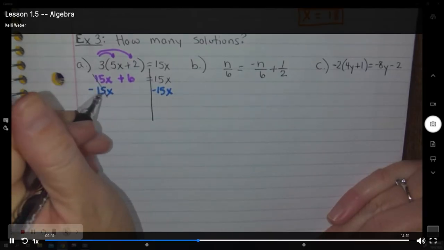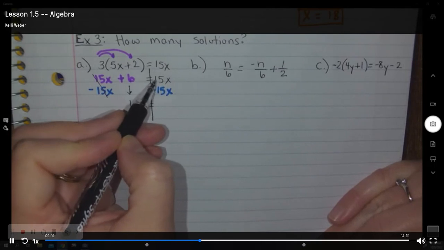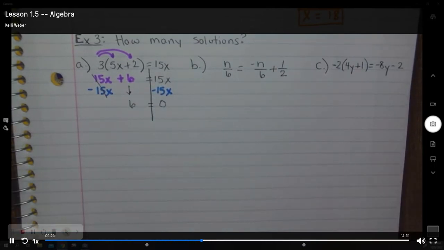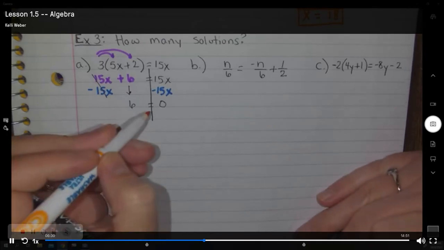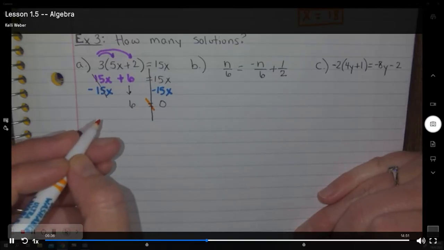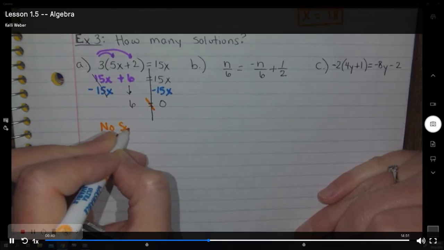15x minus 15x makes 0. We'll bring down our 6. 15x minus 15x is 0. So when we look at this, we're like, hey, does 6 actually equal 0? It does not. So I'm going to put a line through there because it's not equal. And since 6 does not equal 0, for this equation, we would say that there is no solution.